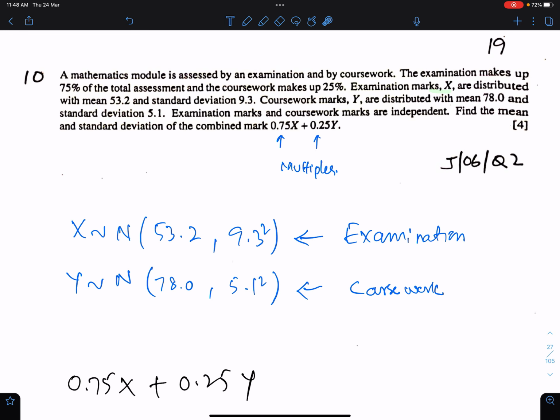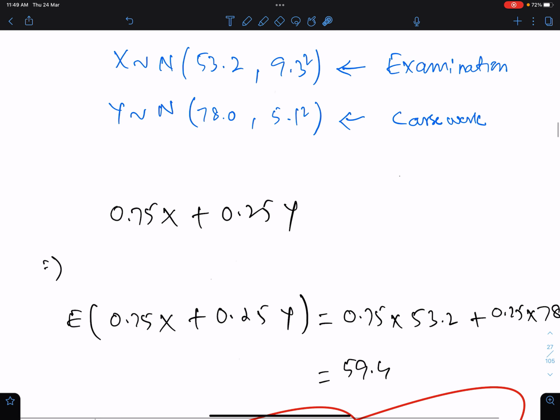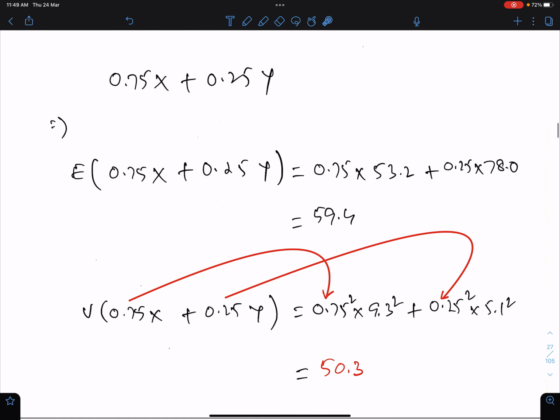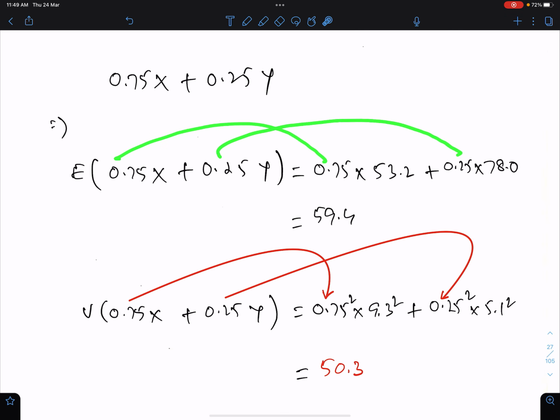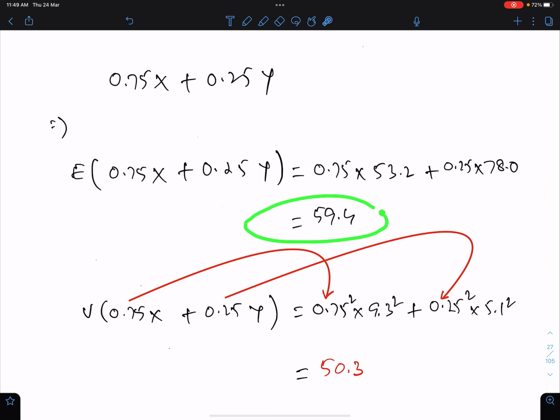Examination marks X are distributed with mean this and standard deviation this. Coursework marks Y are distributed with mean this and standard deviation this. Examination marks and coursework marks are independent. Find the mean and standard deviation of the combined mark. We need the mean and variance of this. This is very simple. In the mean, we copy the coefficients. This is EX and this is EY. So this is the mean of this equation.